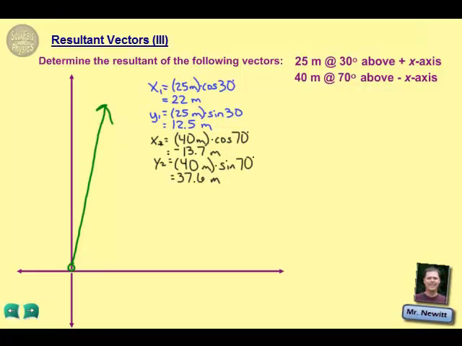Okay, now that we've calculated the x and y components for the two initial vectors that were given to us, we now can use those to help us find the resultant. The green arrow that we've left here is the resultant vector, and so to find the x and y components of this, we are going to simply add together the x's and y's that we've calculated so far, keeping in mind we must keep the signs with the numbers. So for the x component there, we have 22 meters. So the x of our resultant will equal 22 plus the negative 13.7.